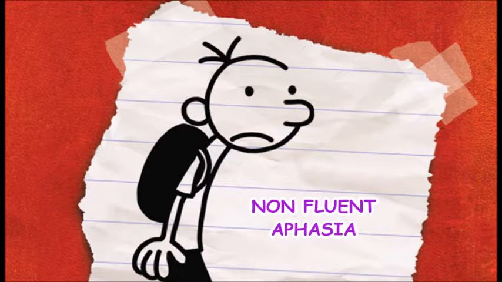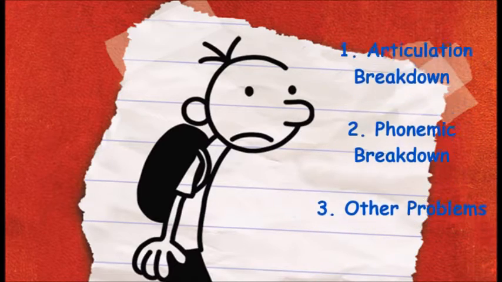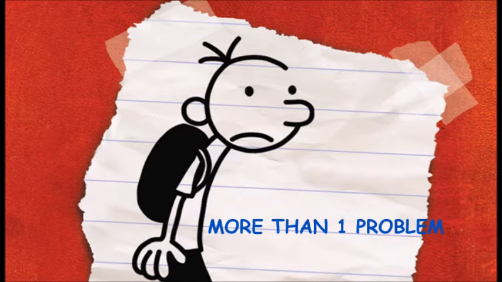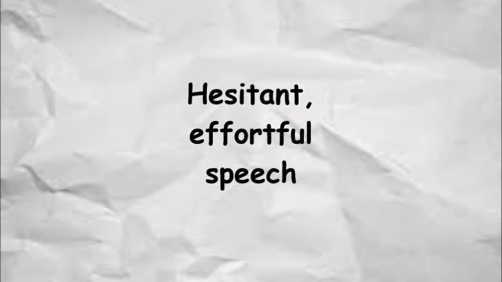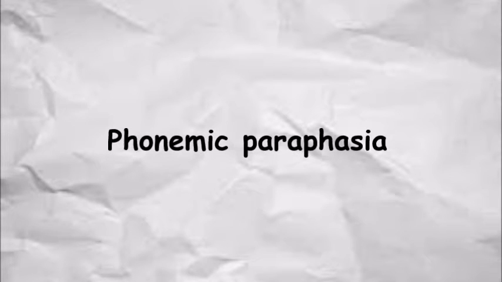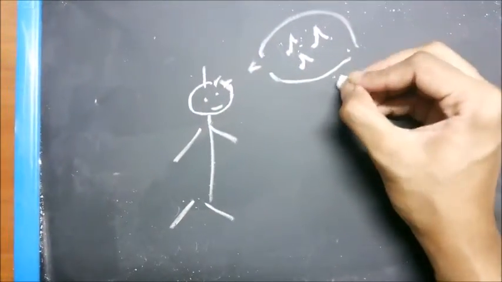There can be problems in different parts of the speech production system, hence patients can present with articulation breakdown, phonemic breakdown, which is difficulties with sounds, and other problems. However, it is rare for patients to have just one of these problems, and most people will present with more than one problem. Features include hesitant, effortful speech, speech apraxia, stuttering, anomia, phonemic paraphasia, agrammatism.